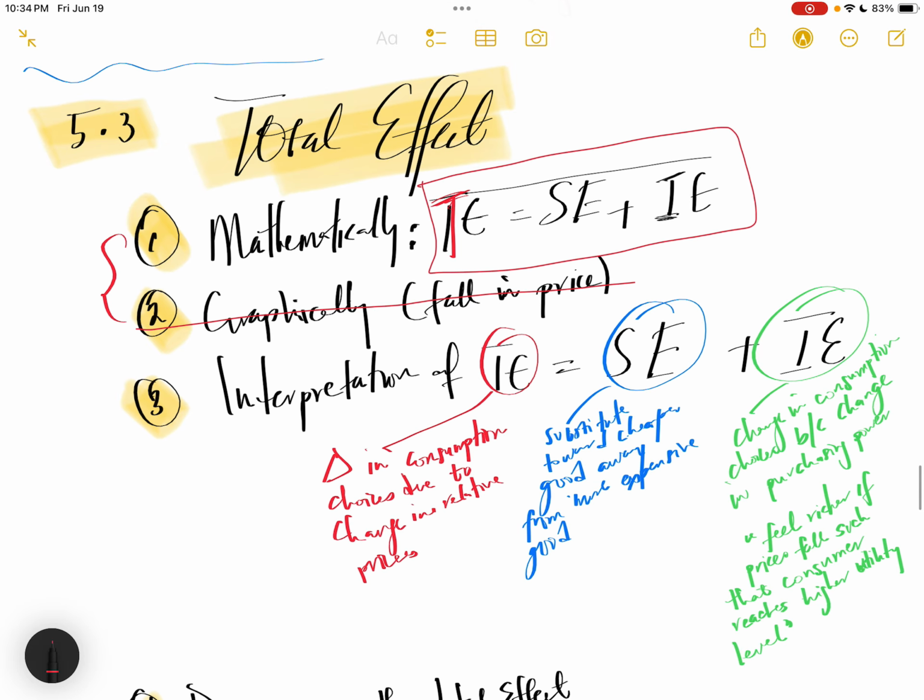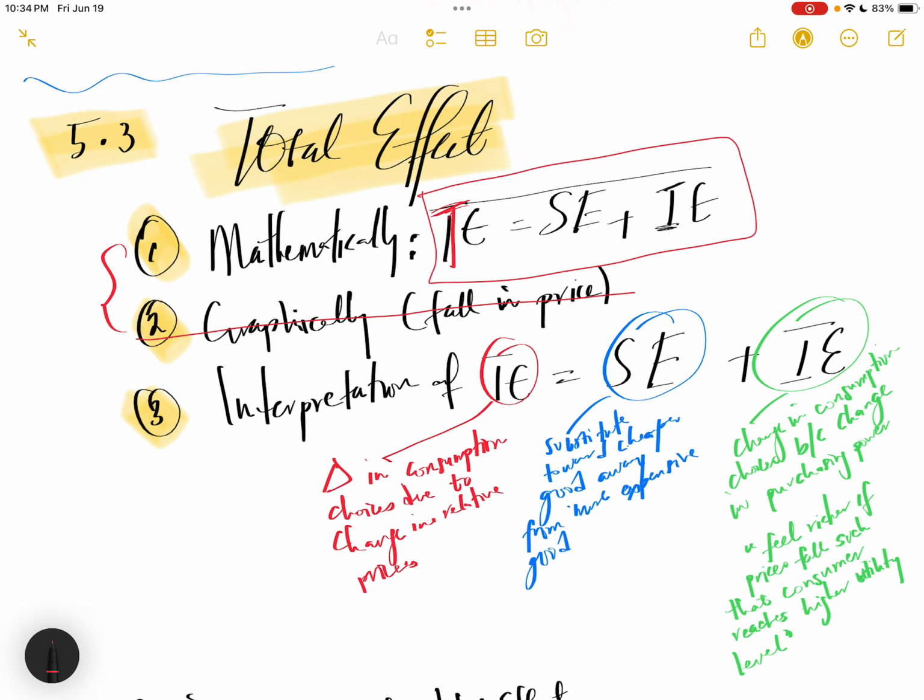The interpretation of the total effect goes like this. There is a change in consumption choices. Really, there is a change in the optimal bundle due to a change in relative prices. Relative prices, yes. There was a drop in the price of good X. But from the drawing, it implied that the price of good Y stayed the same. Do you remember that? From section 5.1, right? If you haven't seen that, you should go and see it before you look at this one.